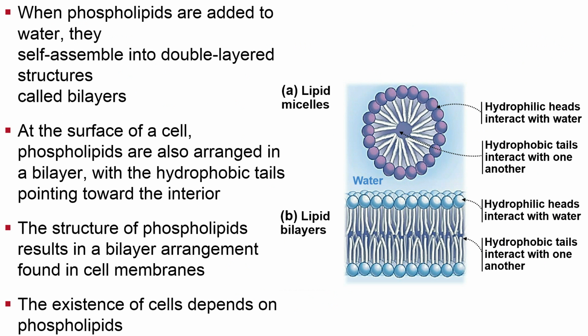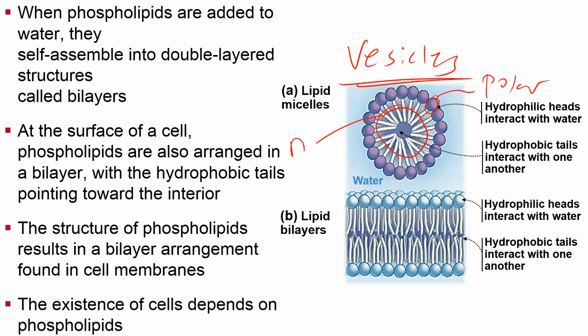So if you toss phospholipids into water, they'll form what we call micelles. Basically, they'll form little vesicles. Your polar head group interacts with water because it's polar, and your fatty acid tails are nonpolar. So they try to get away from water as best they can. So that's why they go to the interior.